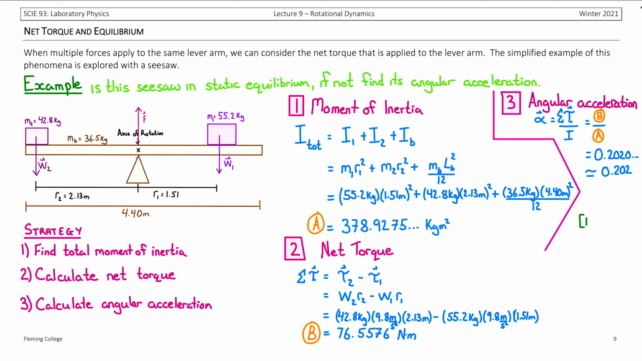But we have to take a second and look at our units. Our value from B is in Newton meters, and our value from A is in kilogram meters squared. We can substitute for the Newton as kilograms meters per second squared, which gives us kilograms meters squared per second squared on the top, divided by kilograms meters squared on the bottom. So we end up getting an acceleration in per second squared. Remember, this is an angular acceleration, so this means we are getting 0.202 radians per second squared of angular acceleration.